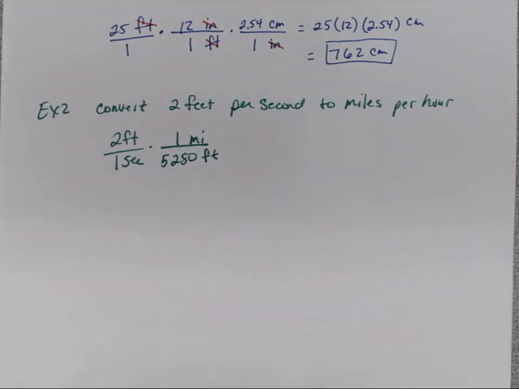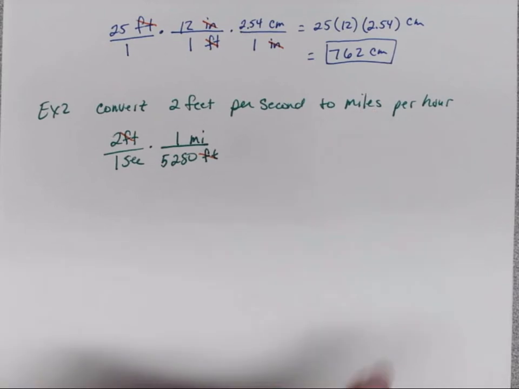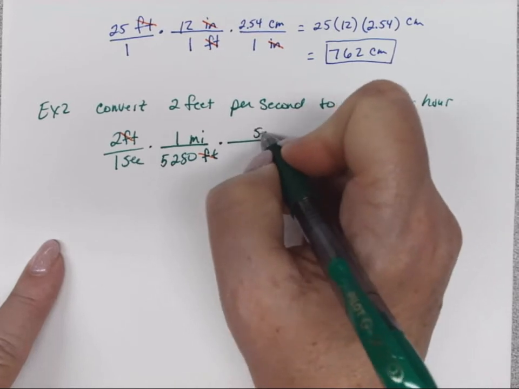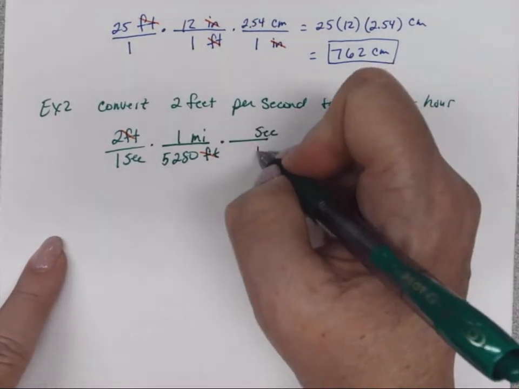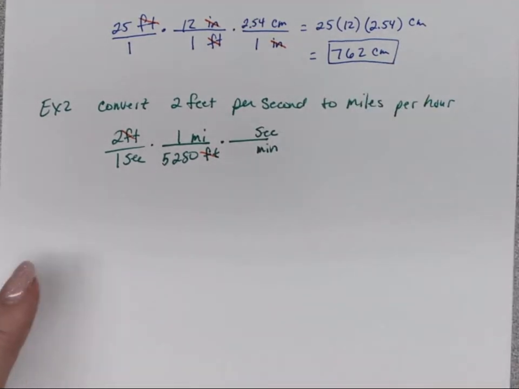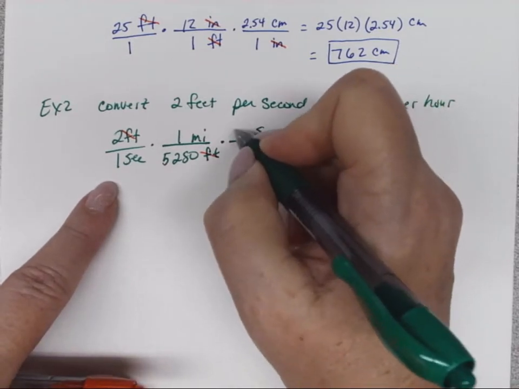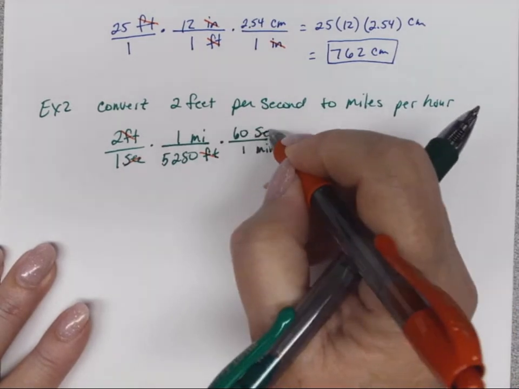So I have canceled out my feet, and I've gotten to the mile, which is what I want. Now I need to get from seconds to hours. So I know that I need to have seconds up here, and I can go from seconds to minutes. We want to do the proper increments. So how many seconds are in 1 minute? There are 60 seconds in a minute. So I have the seconds canceled.